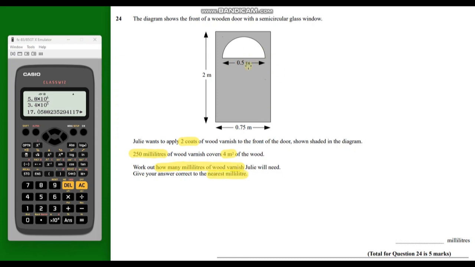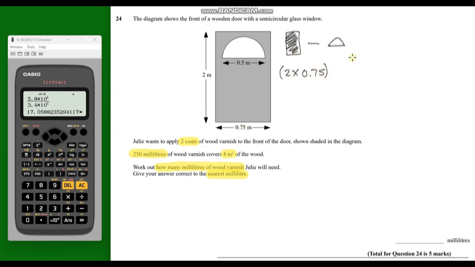So this is the door that she wants covering. So first of all, let's work out the area of the door that she wants covering. To work out this shaded region, we're going to take the area of the rectangle, and we're going to subtract the area of that semicircle, and that will give us the area of the door. So the area of the rectangle, well, that's just going to be 2 times 0.75.